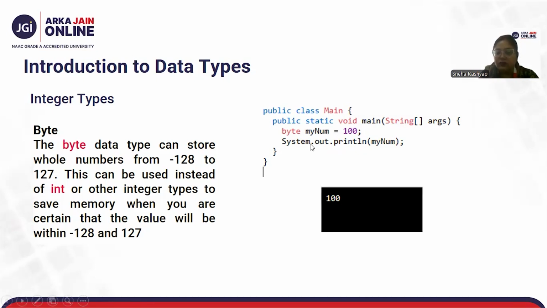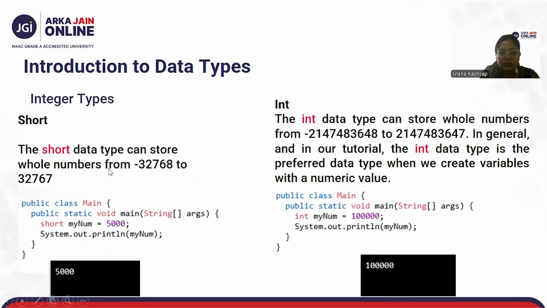So in Java we use the dot operator to go from package to interface, interface to class, class to object, and object to method, because any method can be called via an object. So we are using System.out.println. Moving to the next one, that is short.